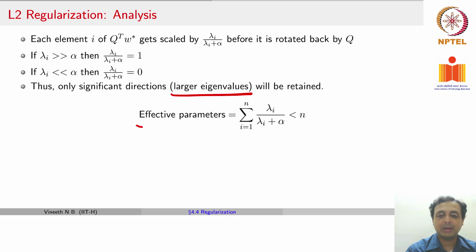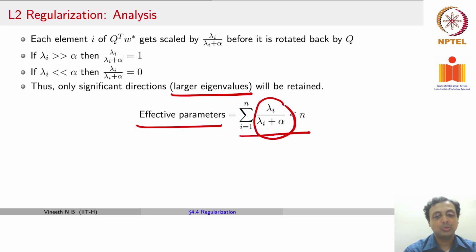And the total number of parameters is going to be given by summation i equals 1 to n of lambda I by lambda I plus alpha, which has to be less than n, because lambda I by lambda I plus alpha will be a quantity less than or equal to 1. So the sum for all n elements will be less than n. Which means even if you had n parameters or n components of your W star vector, the effective parameters will definitely be less than the number of components or dimensions that you had in your W star.